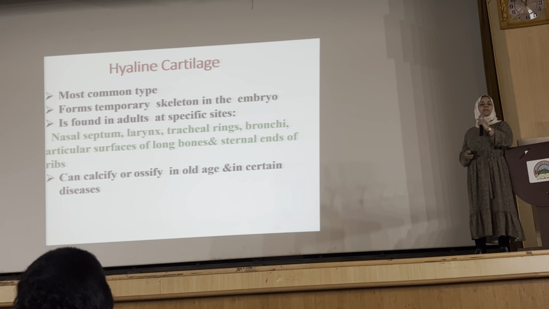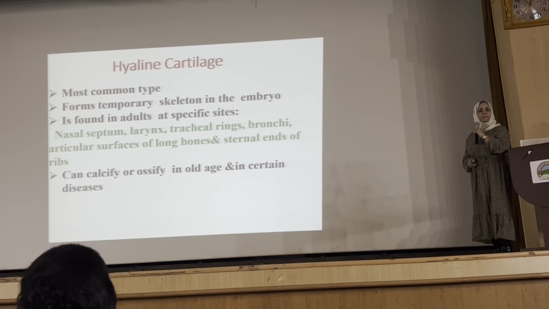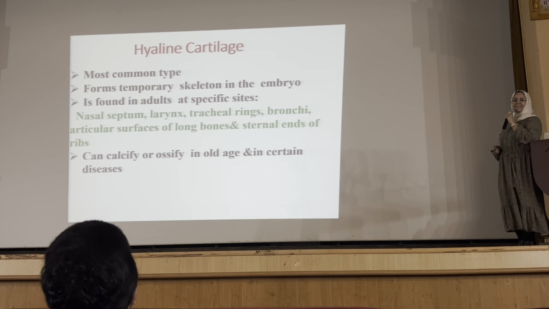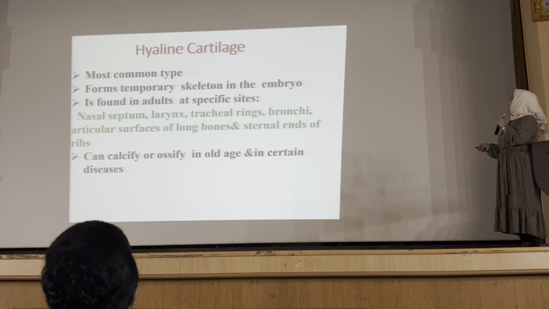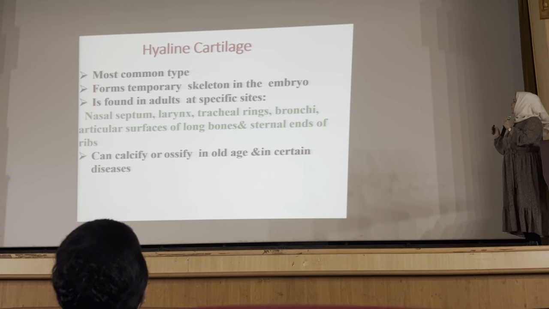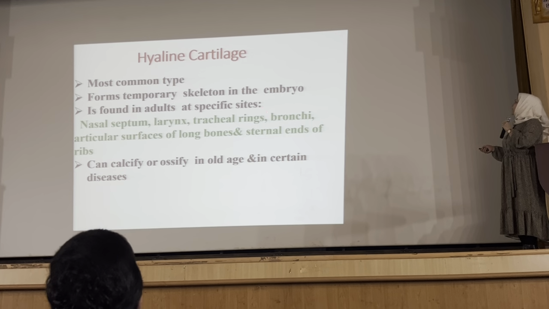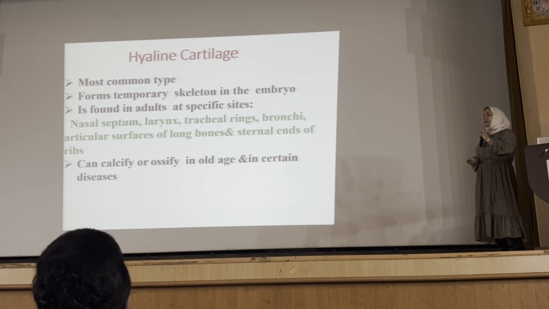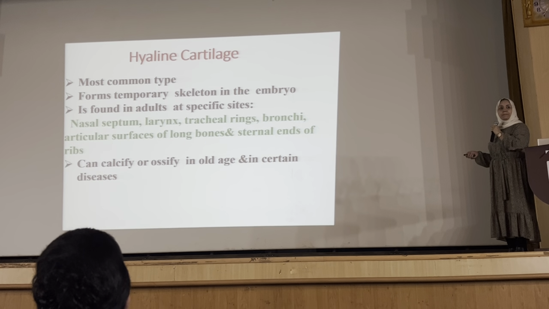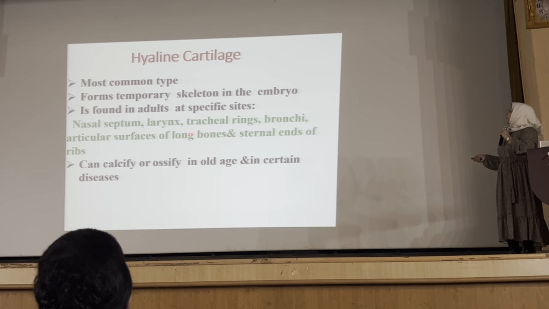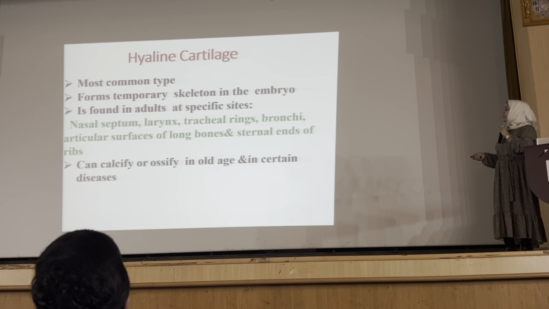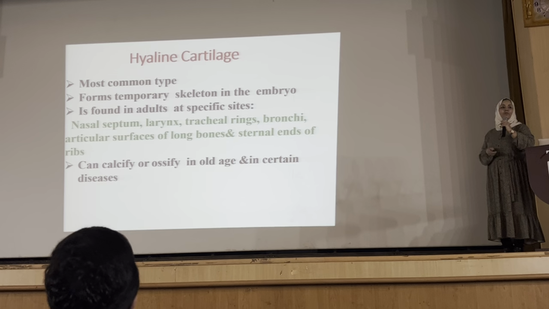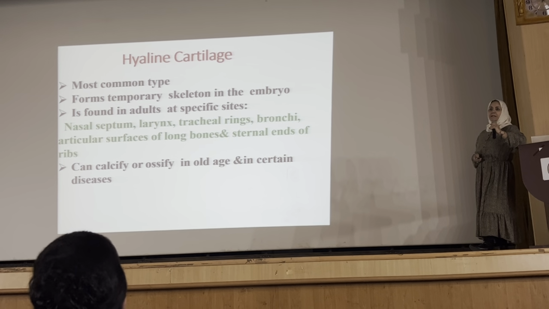Now let's talk about each type of cartilage separately. Hyaline is the most common type of cartilage in the human body. It forms the temporary skeleton in the embryo, as in the previous slides. It is found in adults at specific sites, for example the nasal cartilage, larynx, trachea, bronchi, the articular surface of long bones in synovial joints, and the sternal ends of ribs, the anterior ends of the ribs that join the sternum.